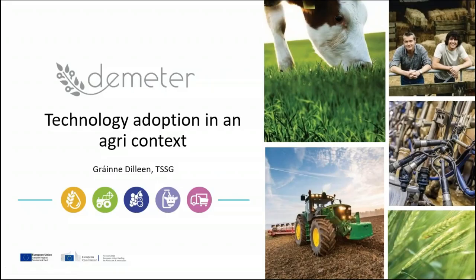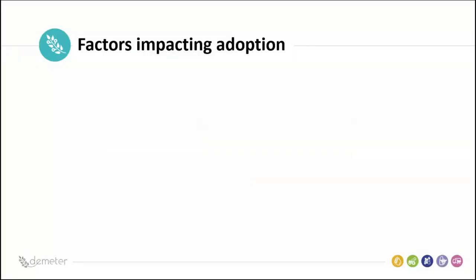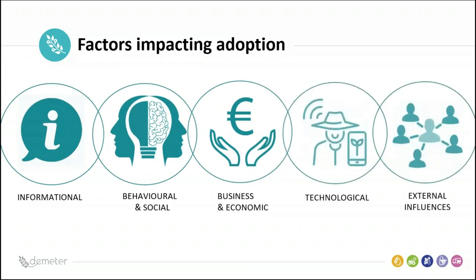Great. Okay. Hi, everyone. As Hazel mentioned, I will look at technology adoption in an agri context. And specifically speaking, I'm going to look at the factors which impact the adoption of smart technology. So why are we researching this? When you look at the adoption levels in the EU compared to other nationalities, we're definitely lagging behind, although there is a difference in between the various countries within the EU. So there's a real need to understand what's impacting the farmers' decision-making process and which factors hinder and influence them. So several researchers have looked at this area, and they've grouped the categories affecting adoption into five different categories.